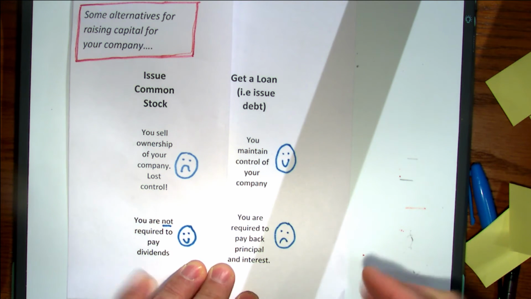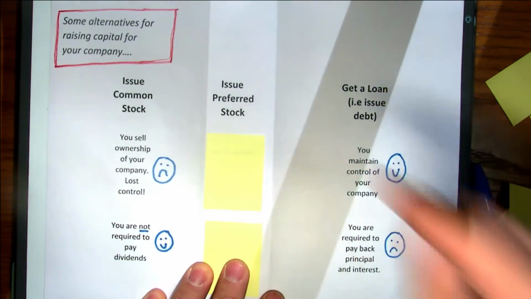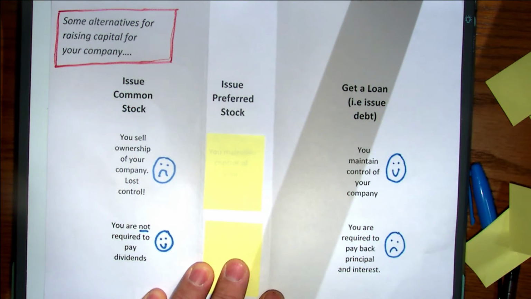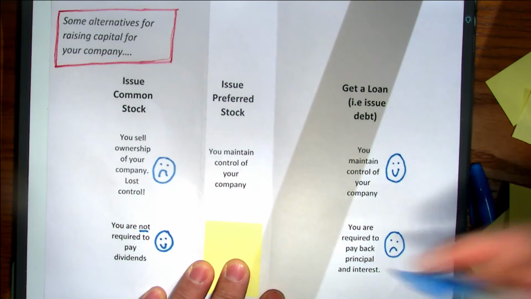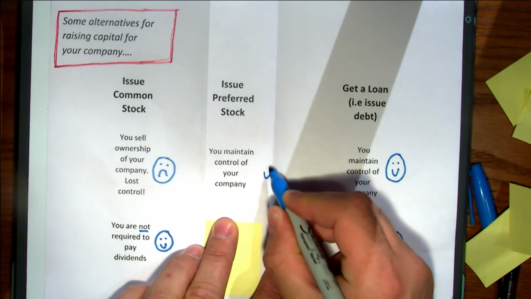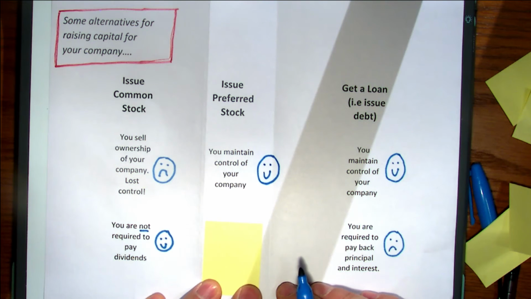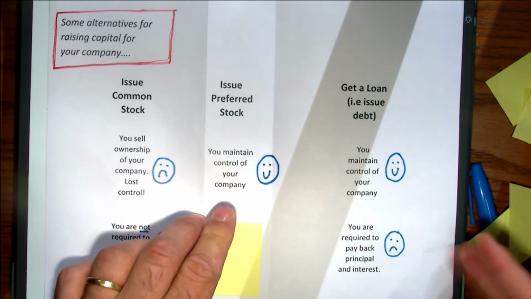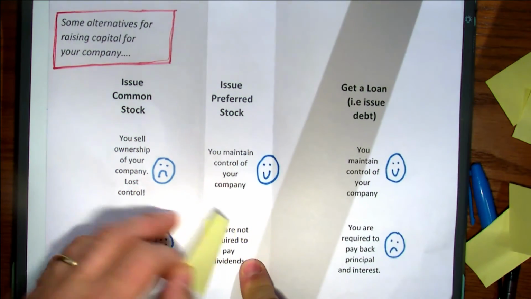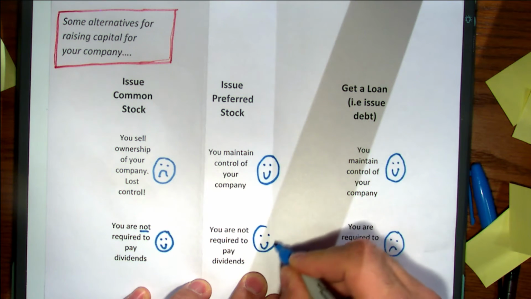Now let's expand this, though, and say, well, one alternative is you could issue preferred stock. Well, if you issue preferred stock, you maintain control of your company because they can't vote, can they? They can't vote. So that's a happy face. The other nice thing is you are not required to pay dividends, are you? So that's a happy face right there, too.